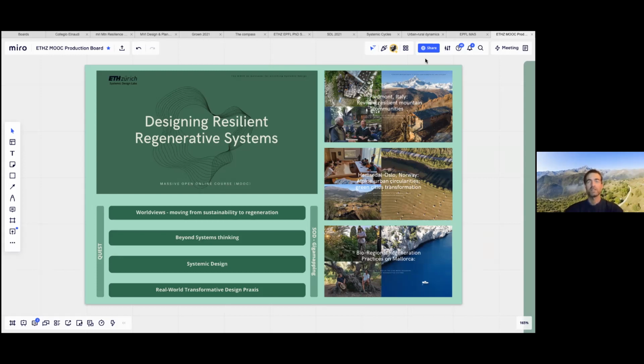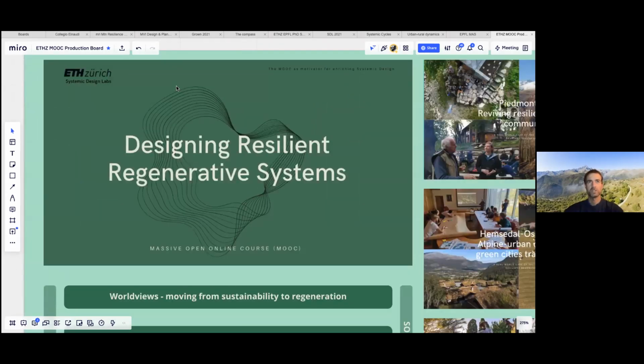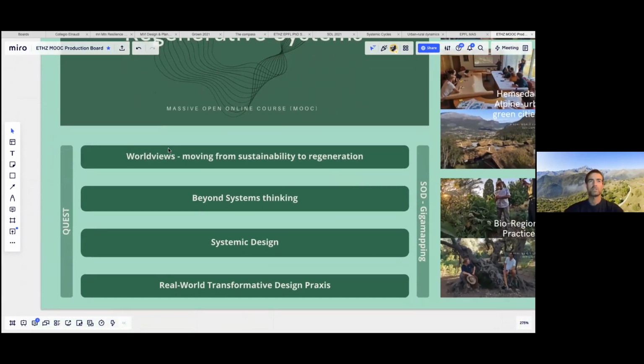And so the ETH Innovedum, which is a foundation within ETH to fund innovation in teaching, helped us to start this program. It's entitled Designing Resilient Regenerative Systems, on purpose with these terms. And it has a total duration of about 14 weeks, and it's organized in 4 smaller MOOCs. So the entire MOOC is a series of 4 short MOOCs, and each short MOOC has a duration of about 3 to 4 weeks.